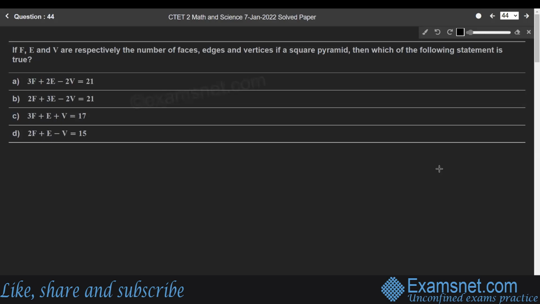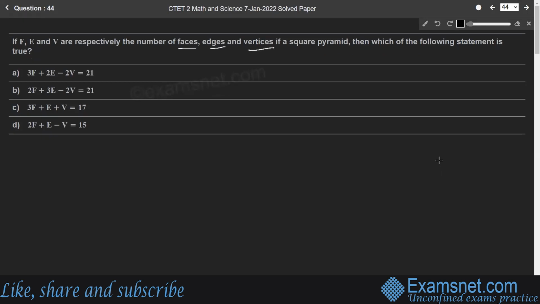Question 44. If F, E and V are respectively the number of faces, edges and vertices of a square pyramid, then which of the following statements is true? Here are 4 different equations. You have to find which equation is true here. So let us consider a square pyramid.